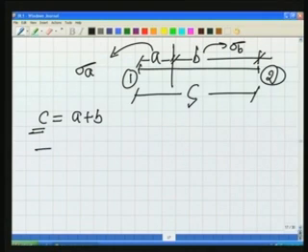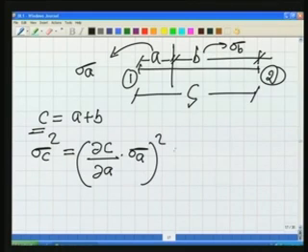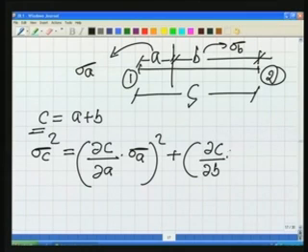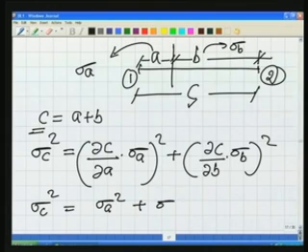So what we try to do, we try to find sigma C, which we have seen will now be the partial derivative of C with A into the square of the standard deviation of A, square, plus the partial derivative of C with B into sigma B. Now if you compute this value, sigma C square, the derivative of C with A will be 1, so that becomes sigma A square. Similarly here, sigma B square.